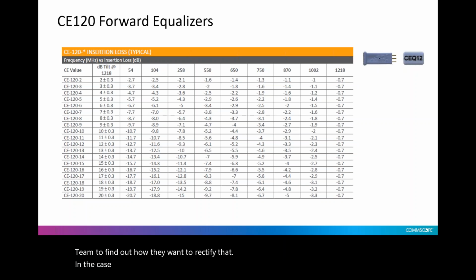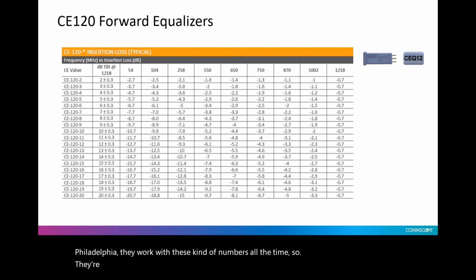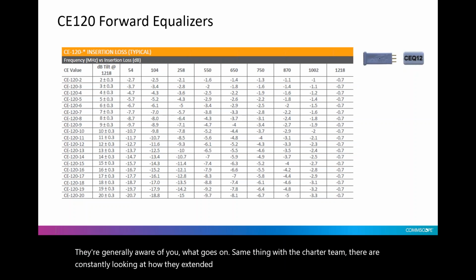In the case of Comcast, guys like Frank Eichenlob and Bill Polis, back in Philadelphia, they work with these kind of numbers all the time. So they're generally aware of what goes on. Same thing with the Charter team. They're constantly looking at how they extend their bandwidth and still maintain the proper amount of input levels and output levels from the amplifiers.